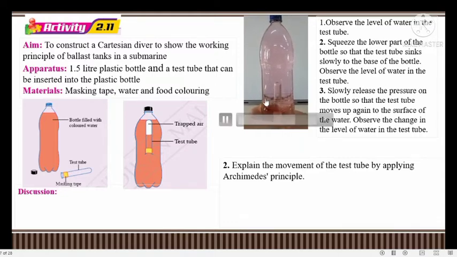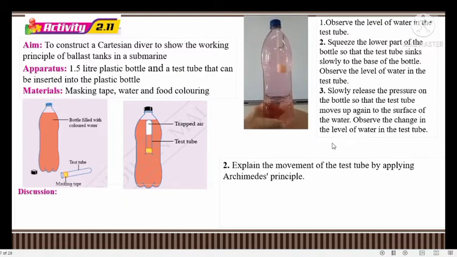Okay, this is the Cartesian diver. Actually, the same concept applies to a submarine. Okay.